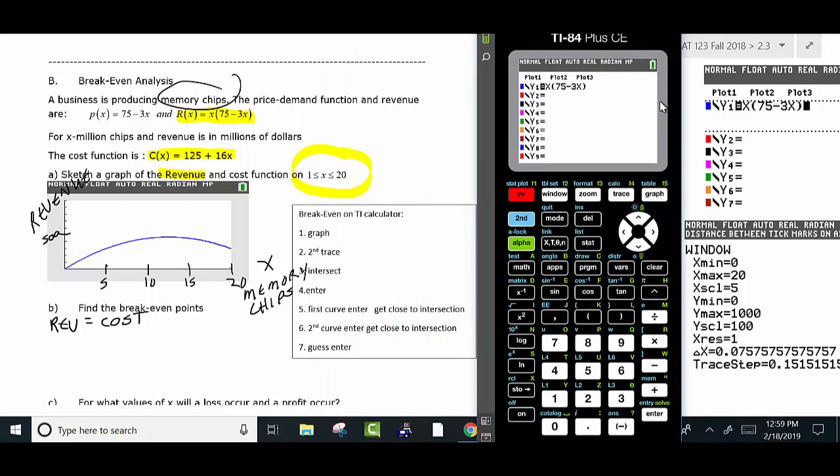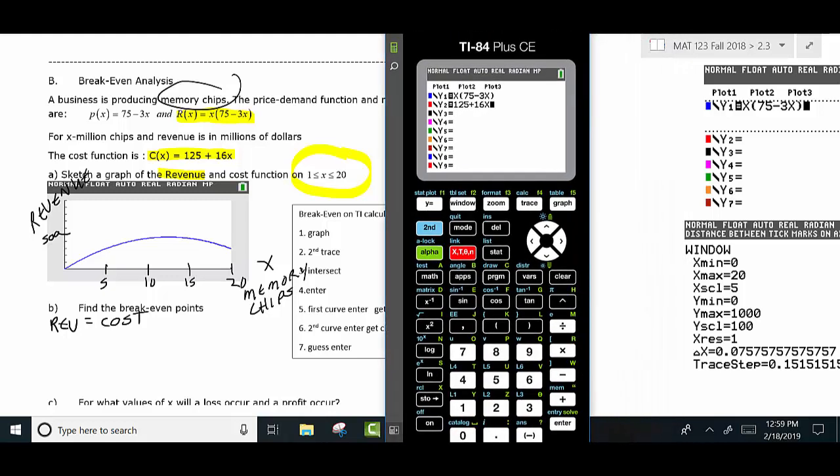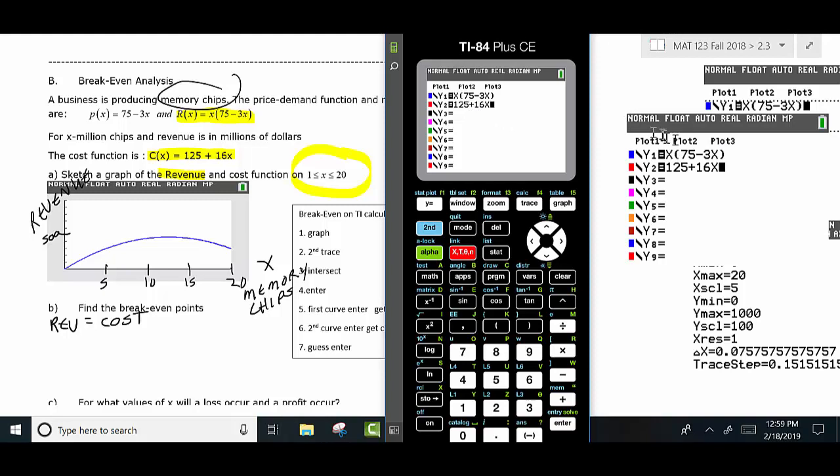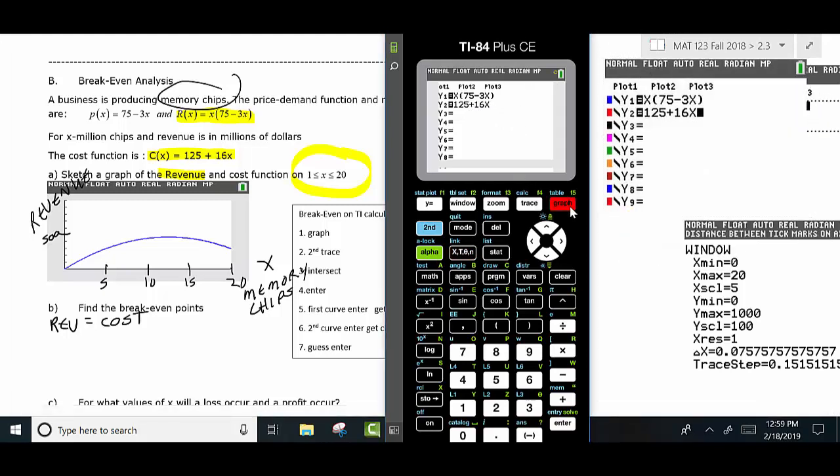So we've already got the revenue in. The cost function is 125 plus 16x. So you go to Y2 and you put in 125 plus 16x. That should be a line that should cross that revenue in two places. That's typically what happens. So you want to get those two functions in. Same window. This window should work great. Type graph, and then that's what you have.